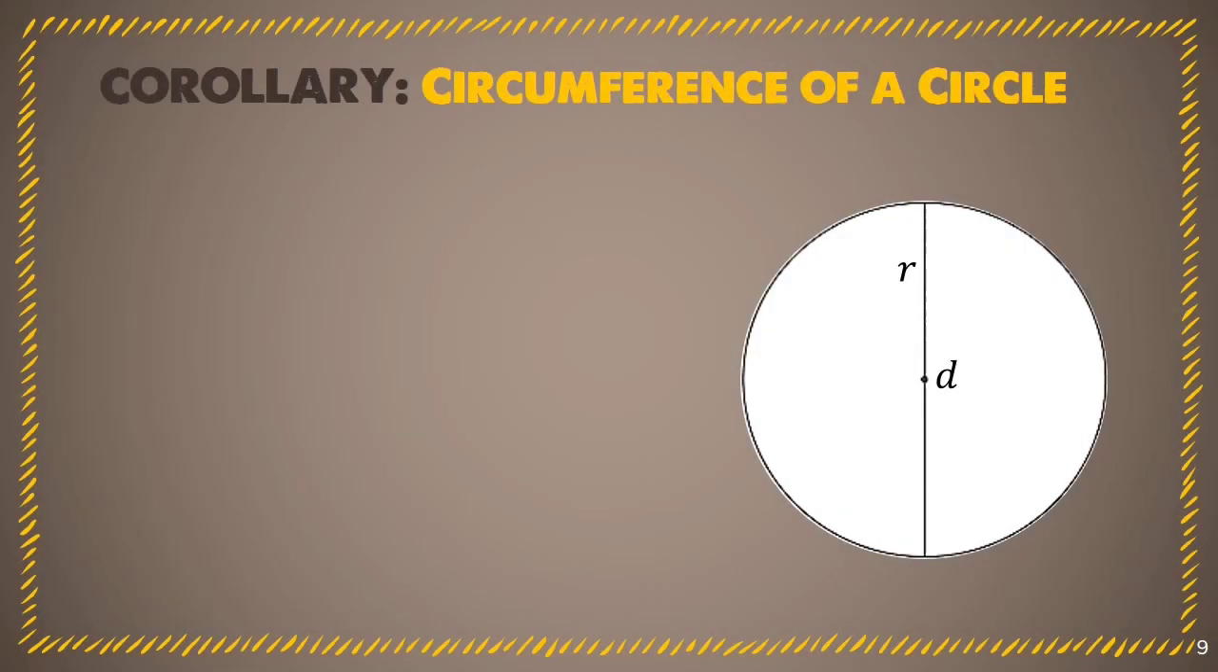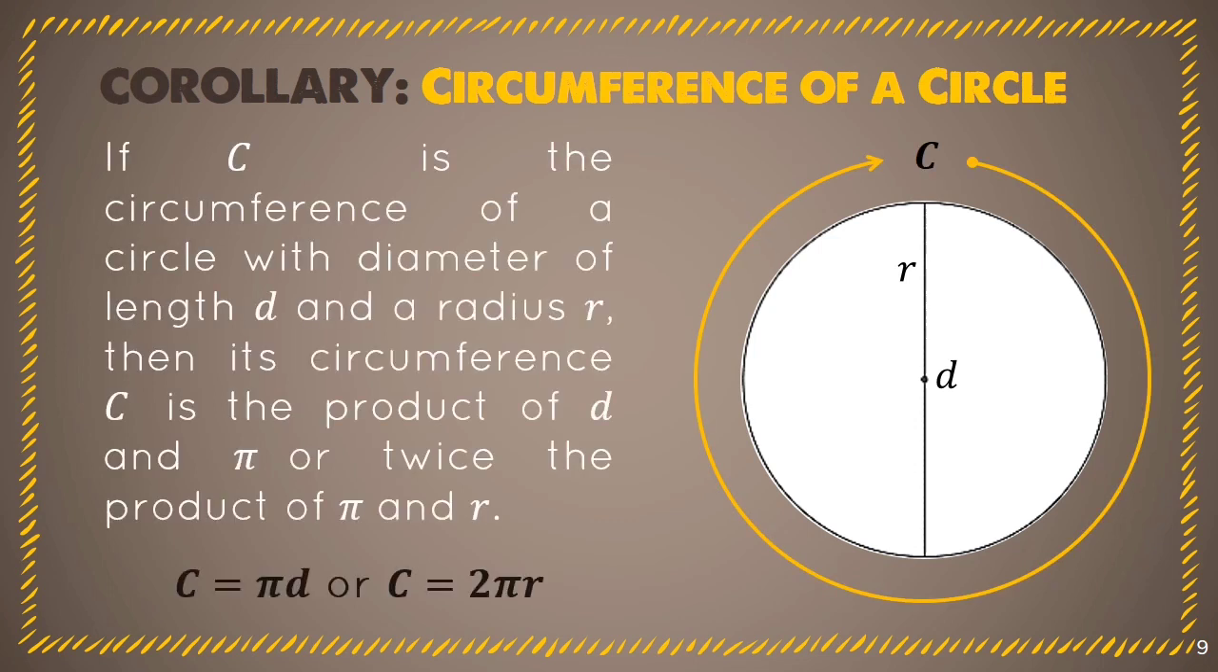Coming from the pi theorem, we have the corollary, which describes the circumference of a circle. It states that if C is the circumference of a circle with diameter of length d and a radius r, then its circumference C is the product of d and pi, or twice the product of pi and r.